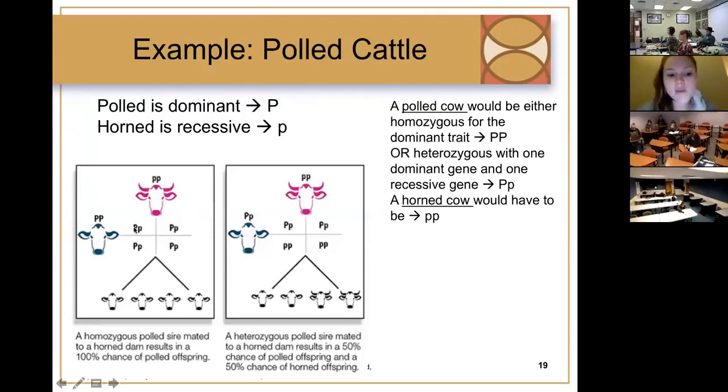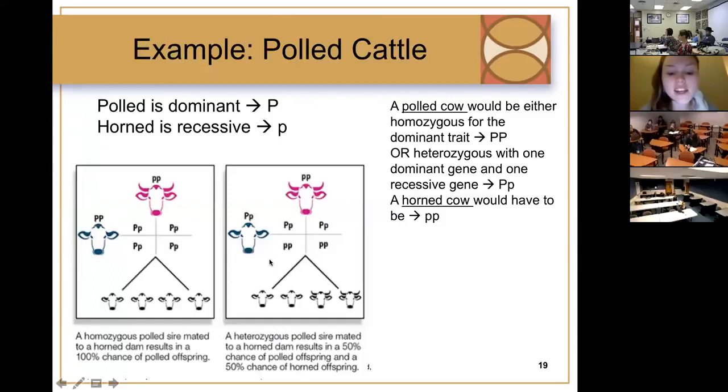So would these offspring be heterozygous or homozygous? Right, because they have one big P and one little p. They have different ones. So would this offspring be polled, or would they have horns, based on polled being dominant? Polled. Right, so all of these would be polled in that particular cross because that's dominant. And the father only has big P's to offer.